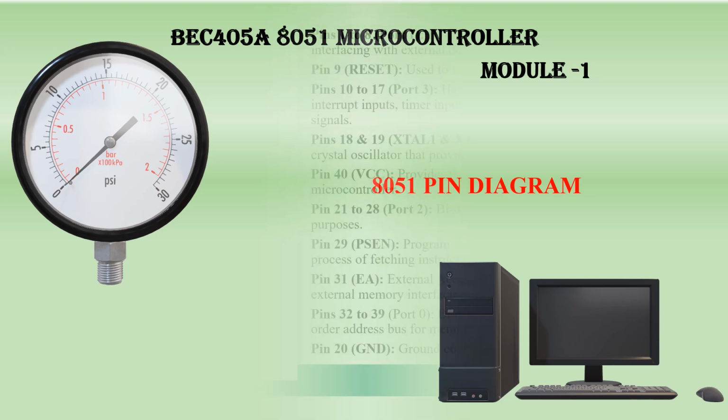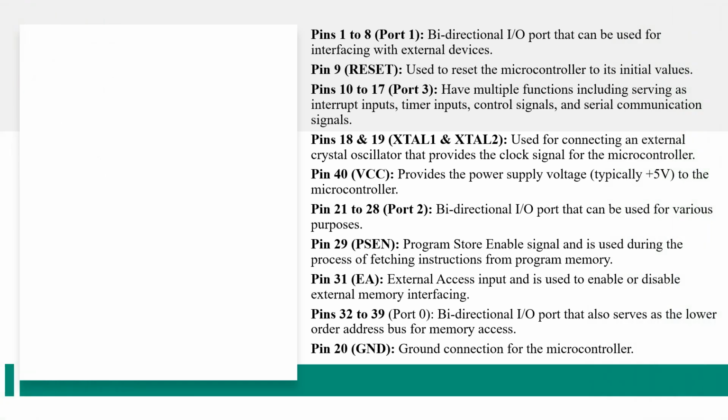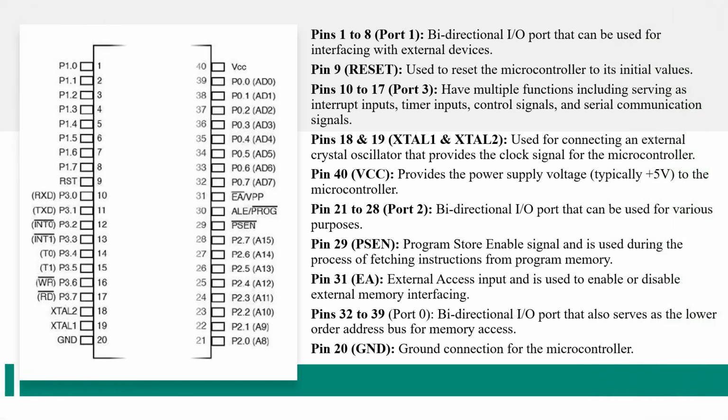Moving on to the 8051 pin diagram, you can see this is the pin diagram. It has 40 pins. The 8051 microcontroller is made up of 40 dual pins, starting from 1 to 40. Hope you can see this. Here pins 1 to 8 are port 1, port 2 is from 21 to 28, port 0 is from 32 to 39, and the third port is from 10 to 17.